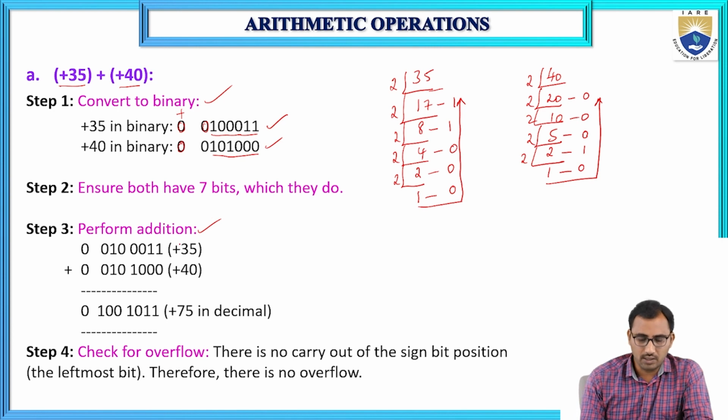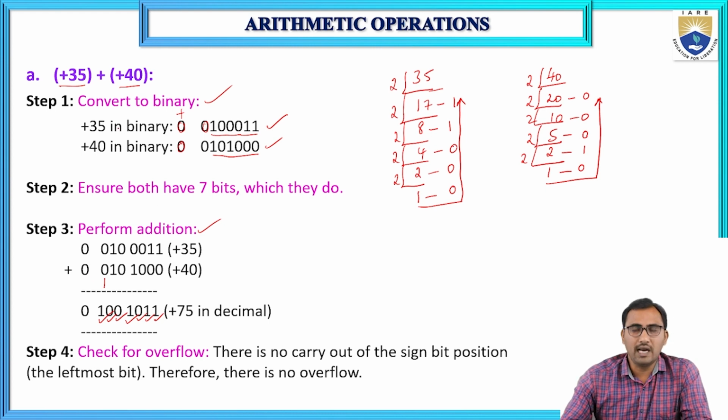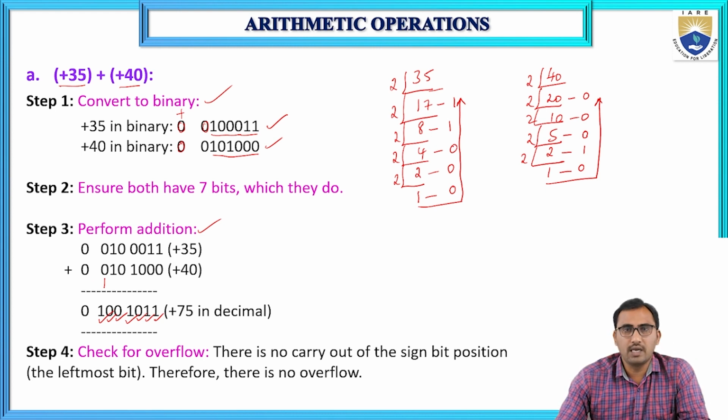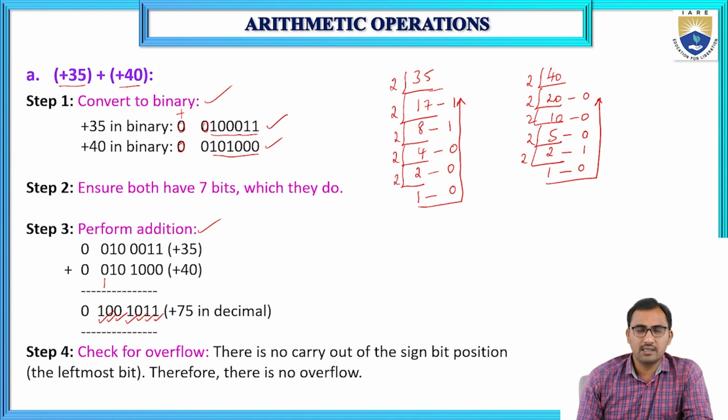If you perform the addition: 1 plus 0 is 1, 0 plus 0 is 0, 0 plus 1 is 1, 0 plus 0 is 0, 1 plus 1 is 1 0, here 0 and carry 1. Since we add plus 35 and plus 40, we get the result plus 75. That is why we get a positive number, so the sign of the result is a positive 0.